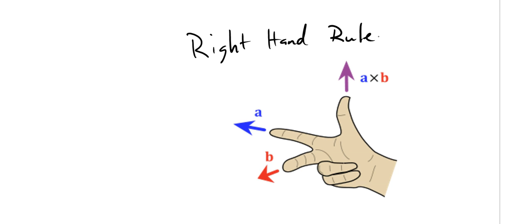So basically, when we've done the cross product, if we have the magnitude, we know it's either this or this. And the right-hand rule would just tell you which.